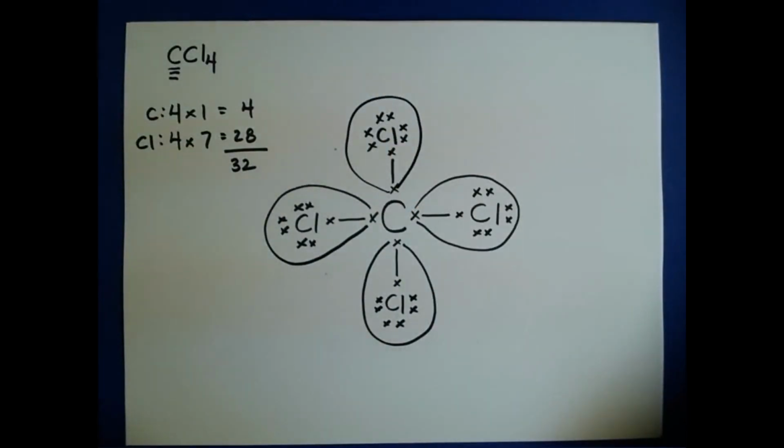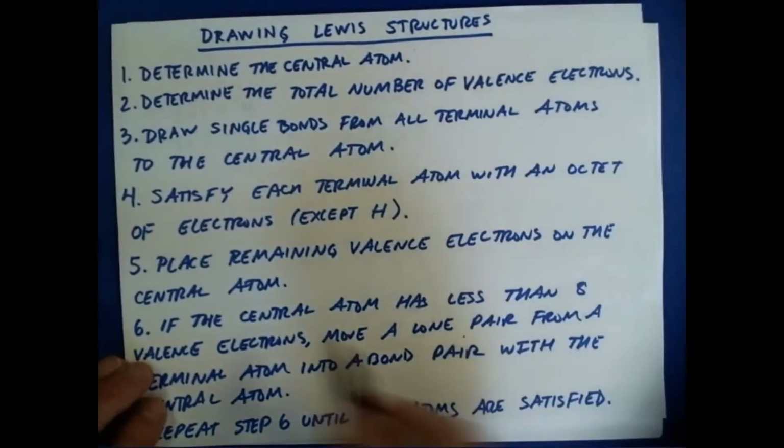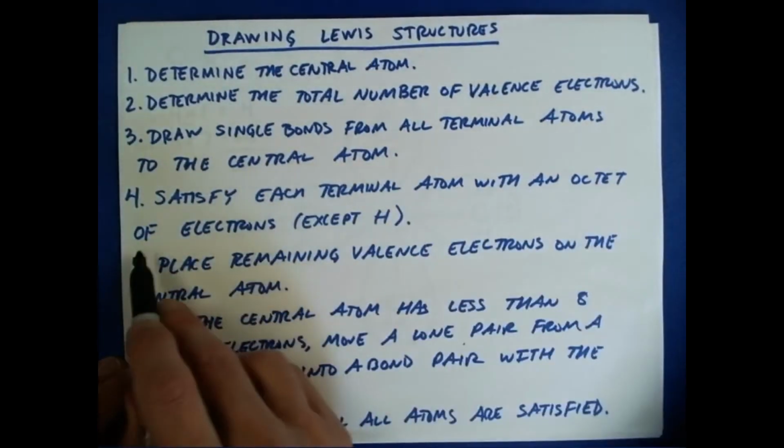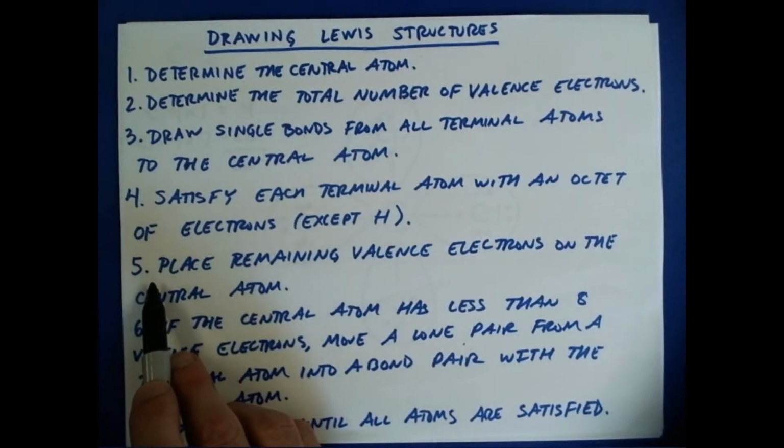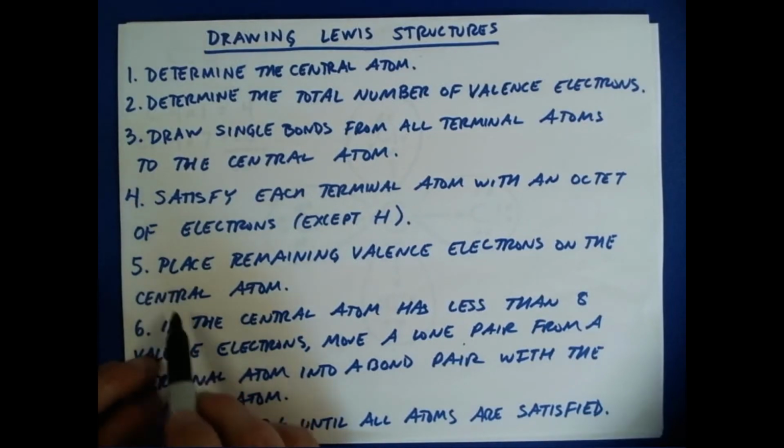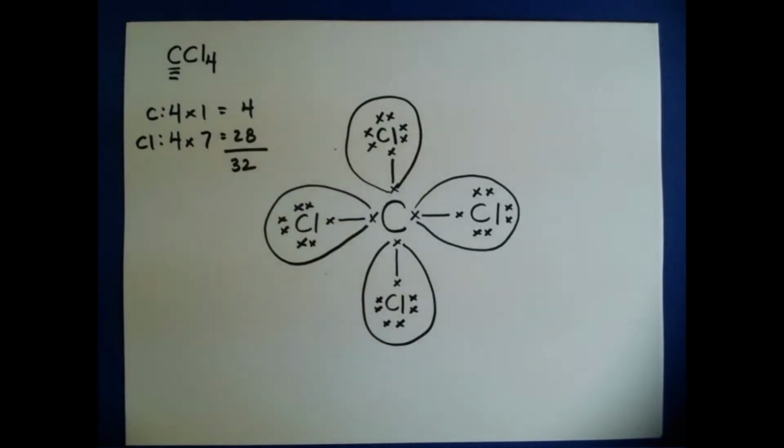So that step's taken care of. We have satisfied each terminal atom with an octet of electrons. Now we move to step 5. We're going to need to figure out how many remaining electrons we have and then place them on the central atom. So how many valence electrons have we used?